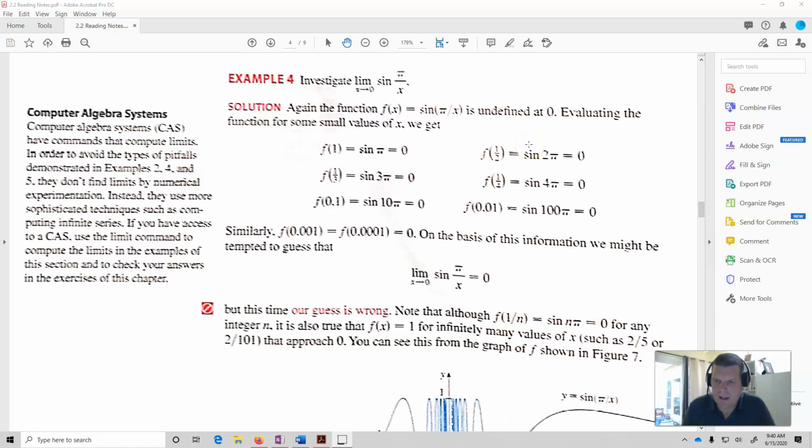So now I'm in section 2.2. This is page 86 inside of your textbook. If you have a different edition, it's going to be a different number. But what we're looking at now is this question of investigate the limit as x approaches 0 of sine of pi over x. Okay? And so we've got a new example.